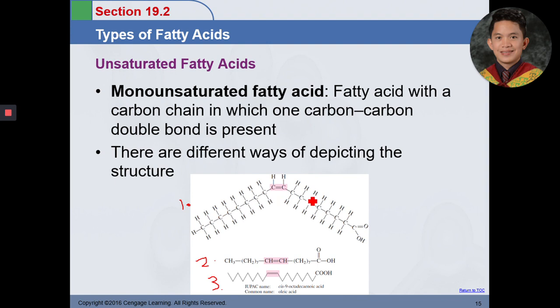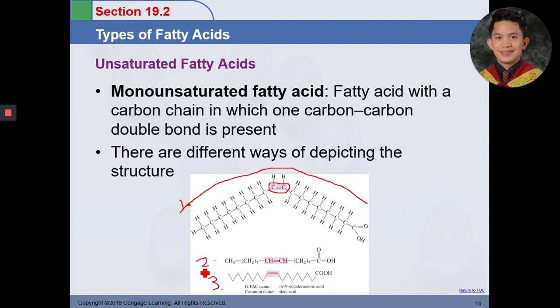So as you can see in this detailed representation right here, you can observe that the chain is somewhat not branched, but bent. Okay? It is somewhat bent. That bending is a result of the double bond present right here. Okay, so remember this one. The bending is caused by the double bond present within the structure.